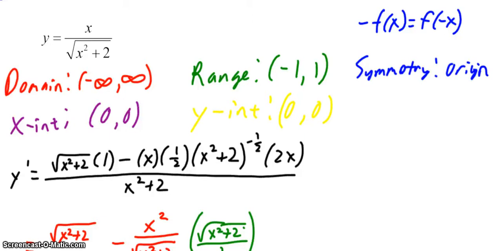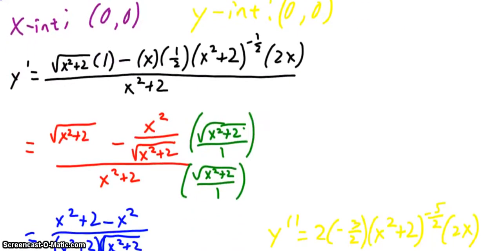First derivative is a little bit of work, but then simplifies nicely again. So again, I use the quotient rule. So bottom times the derivative of the top minus the top times the derivative of the bottom, where I have to use the chain rule, over the bottom squared. Now when I start to simplify, I end up with the square root of x squared plus 2 minus x squared over the square root of x squared plus 2, over x squared plus 2.